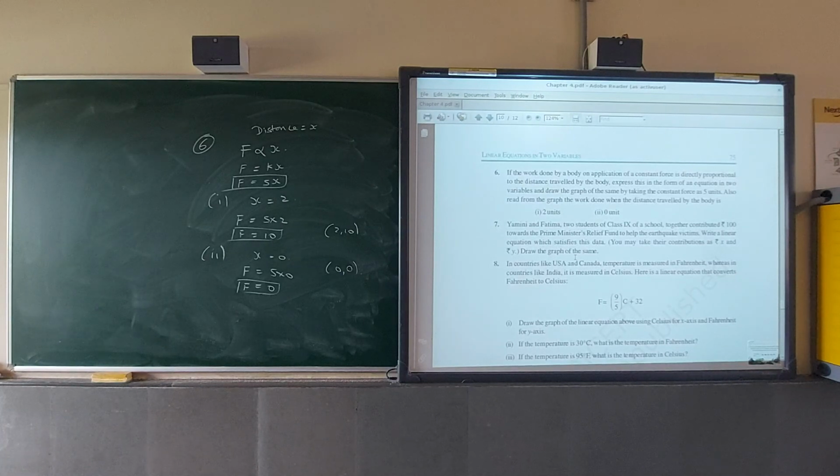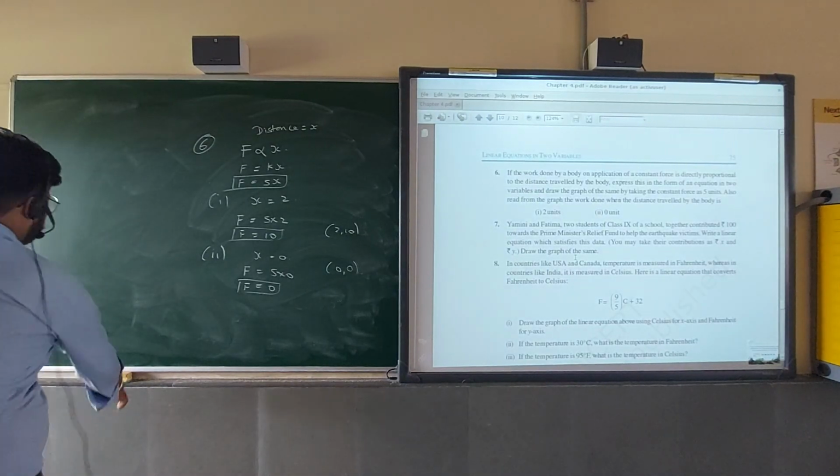Now question number 7. Yamini and Fatima, two students of class 9th of a school, together contribute 100 rupees towards the Prime Minister Relief Fund to help the earthquake victims. Write a linear equation which satisfies the data. You may take their contributions as x and y. Draw the graph of the same.